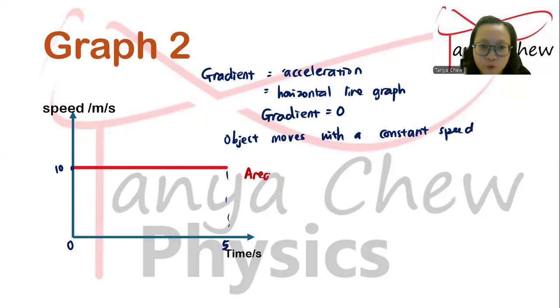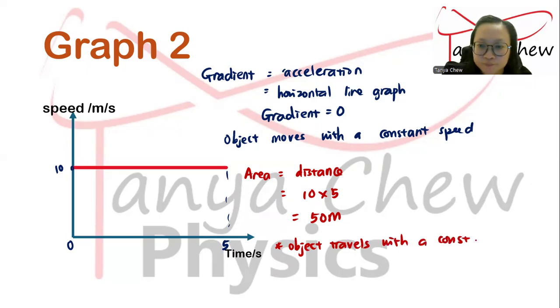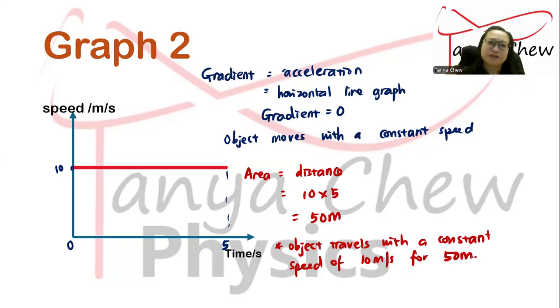So the area under the graph represents distance traveled, which in this case is the area of the rectangle. So it is 10 times 5. So you could see that the object travels, in conclusion, with a constant speed of 10 meters per second for 50 meters. So those are the information from this graph.